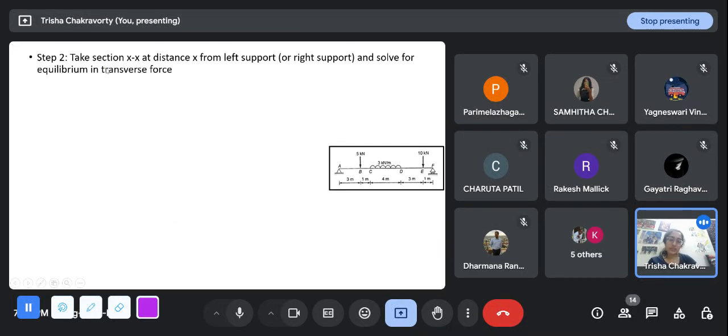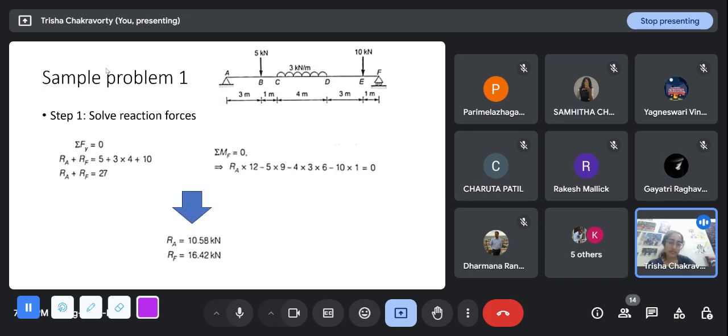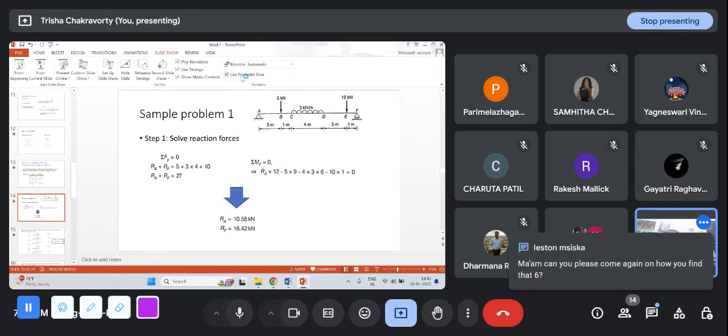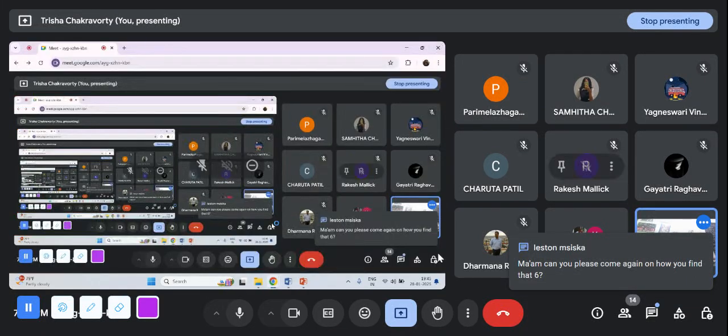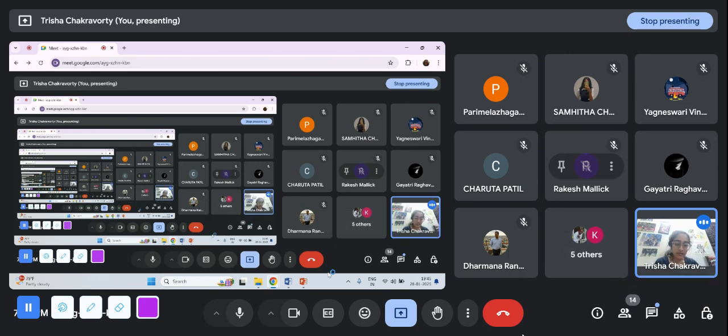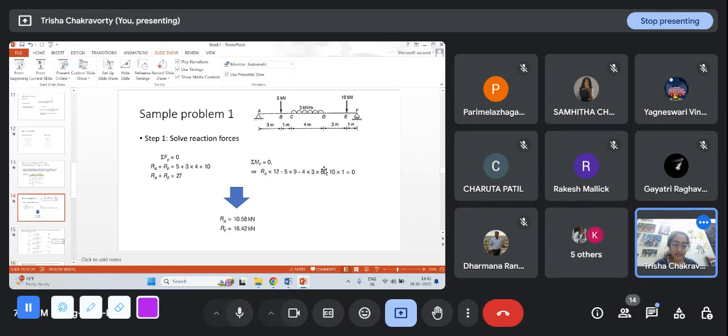Now, step 2 is, take a section XX at distance x from the left support or right support, and solve for equilibrium in transverse force. So one way of solving the reaction forces, we have to find the shear force pattern along this line. So we are going to take a general section here. Suppose there is an XX here at a distance x from this support.